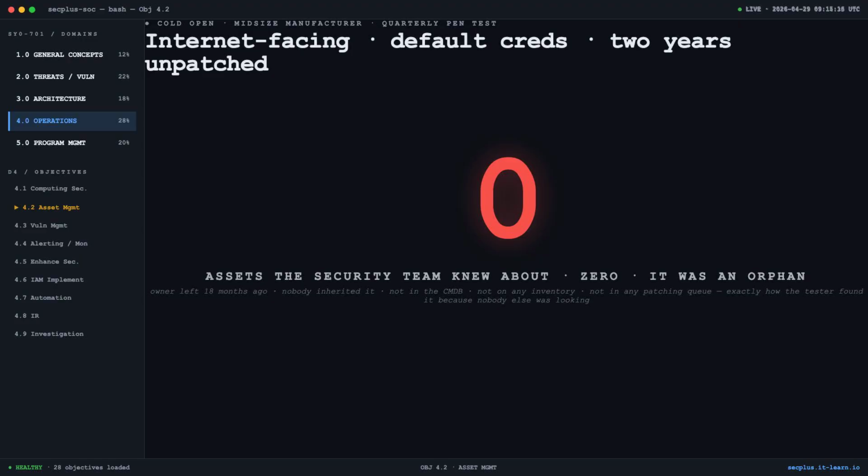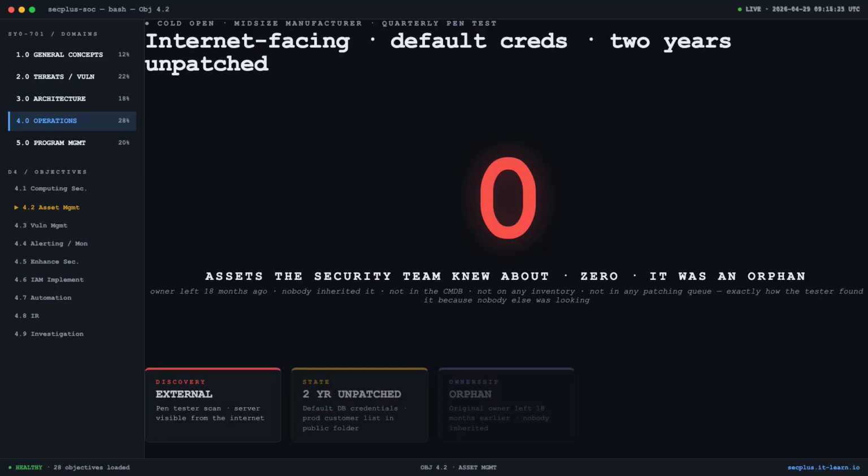The owner had left the company 18 months earlier. Nobody inherited the server. It was not in the CMDB. It was not on any inventory. It was not in any patching queue. It was, in every documented sense, an orphan. And that is exactly how the tester found it, because nobody else was looking.